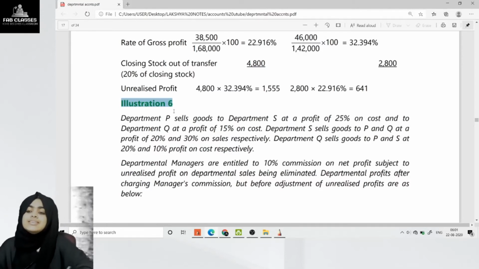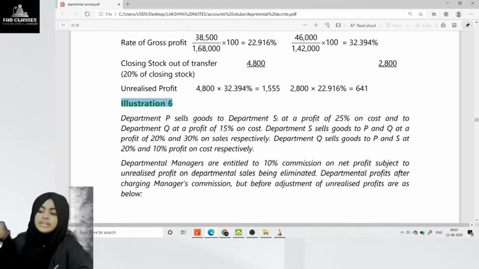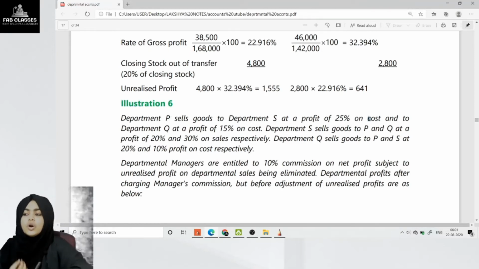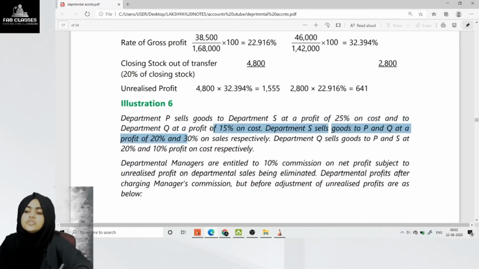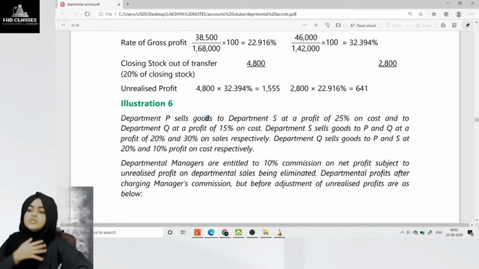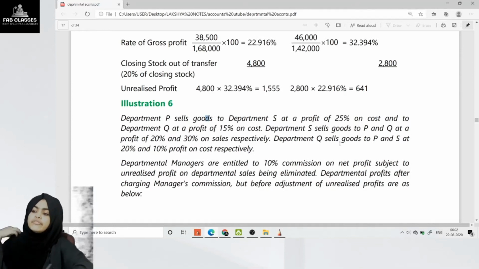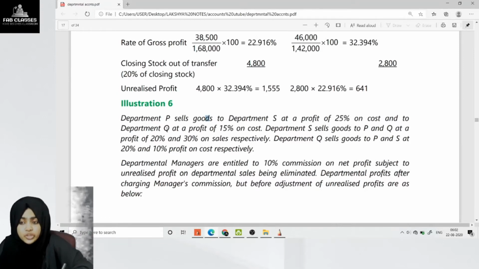Department P sells goods to Department S at a profit of 25% on cost. So please make sure that you mark these types of wordings: 25% on cost, 15% on cost, 30% on sales. These wordings should be underlined. It's very important. So Department P sells goods to Department S at a profit of 25% on cost, and to Department Q at a profit of 15% on cost.